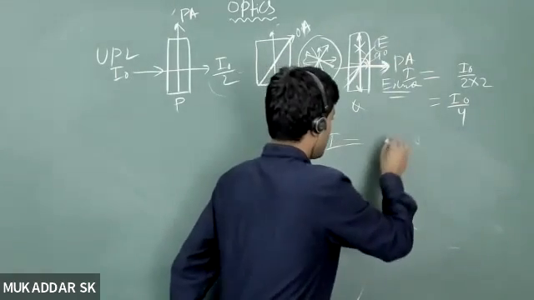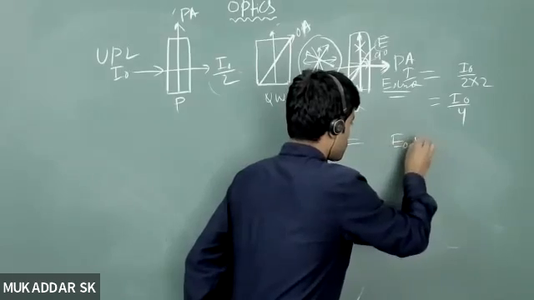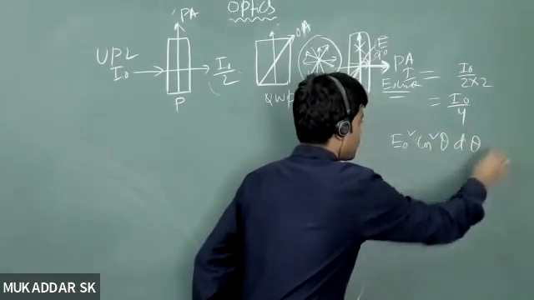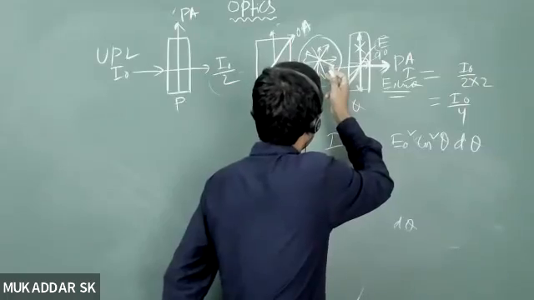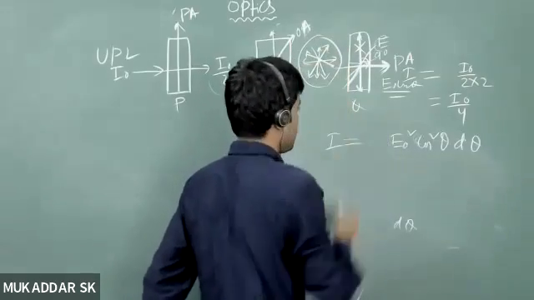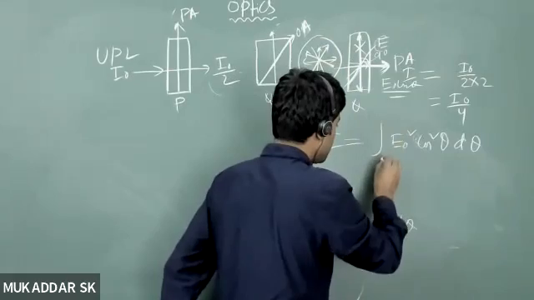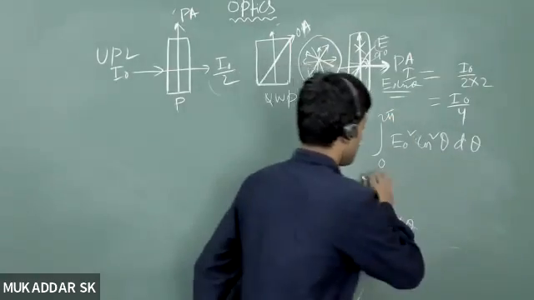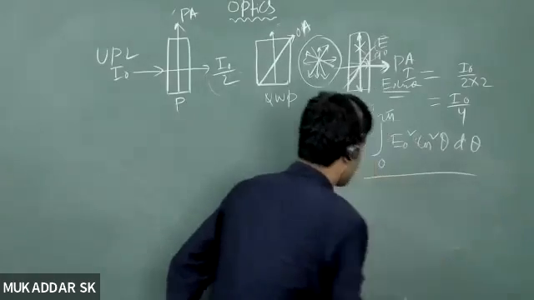So you have to take E naught square cosine square theta. You have to integrate this, because various kinds of theta are possible here. And what kind of theta is possible? That is possible from 0 to 2 pi. So you have to take the average value. And how do we calculate that average?